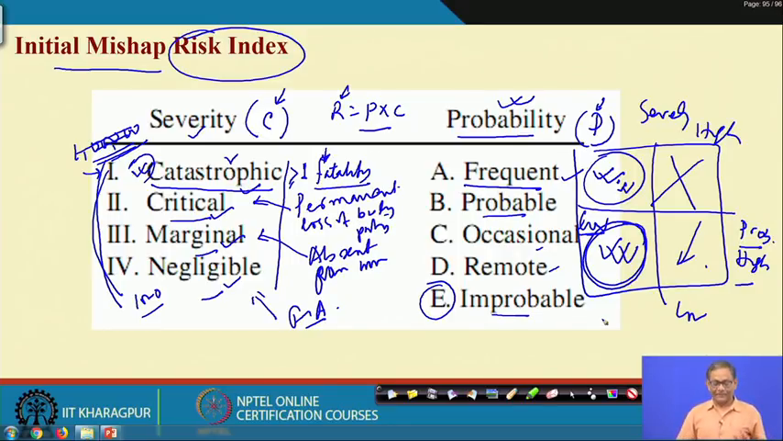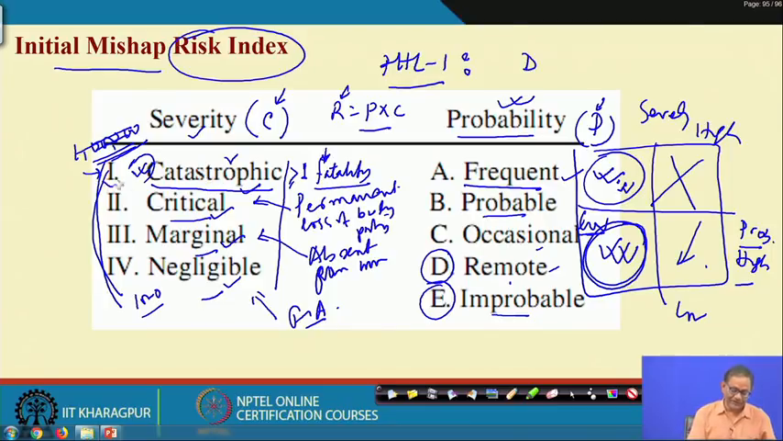So, that means for every hazard, suppose PHL 1, you know what the hazard is. Now, you have to see what the probability is that it will happen. You may say it is remote, then the probability value is D. If it happens, what is the consequence? You say it is catastrophic, then it is 1D. This is my initial risk index. In this manner, in PHA, the risk index is written.